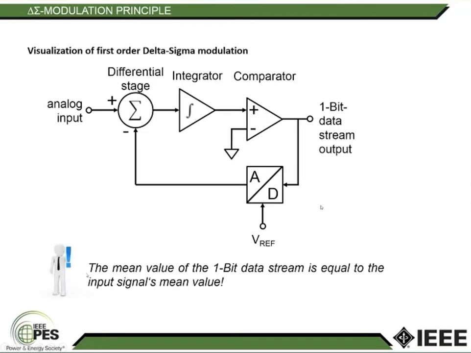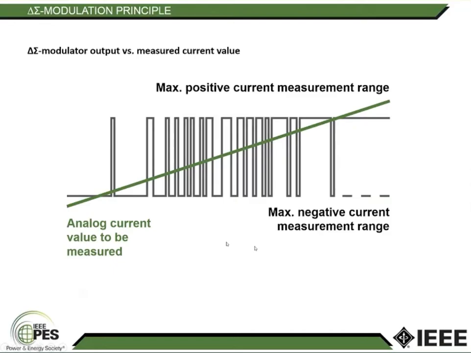So yeah, summarizing that one more time, the mean value of the 1-bit data stream is equal to the input signal's mean value. Means like all those 1s and 0s, if you average them and multiply them with the reference voltage, you will get an average of the analog input voltage. Now, the delta sigma modulator outputs this 1-bit data stream, but how is that actually linked to the analog current value that we actually want to measure?